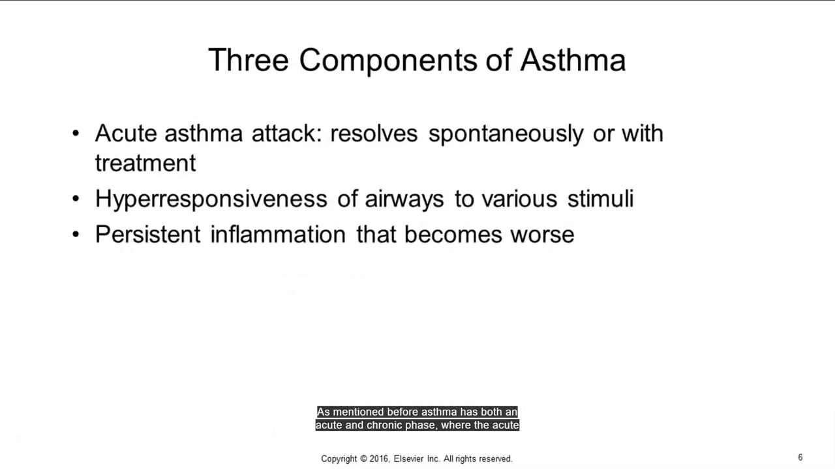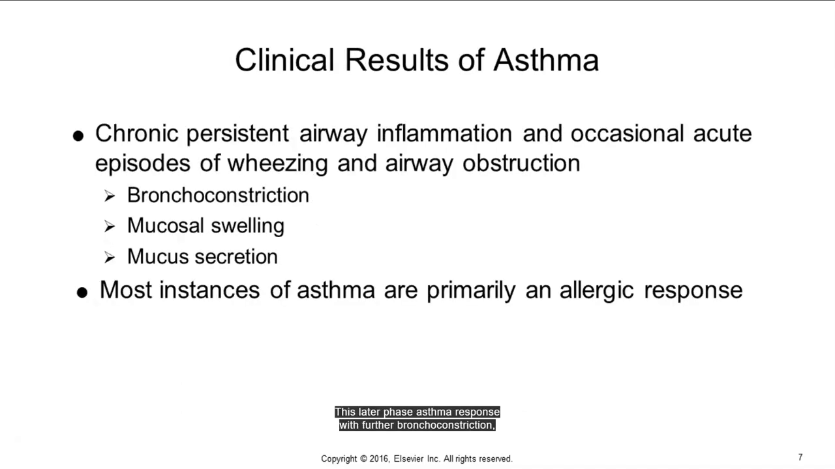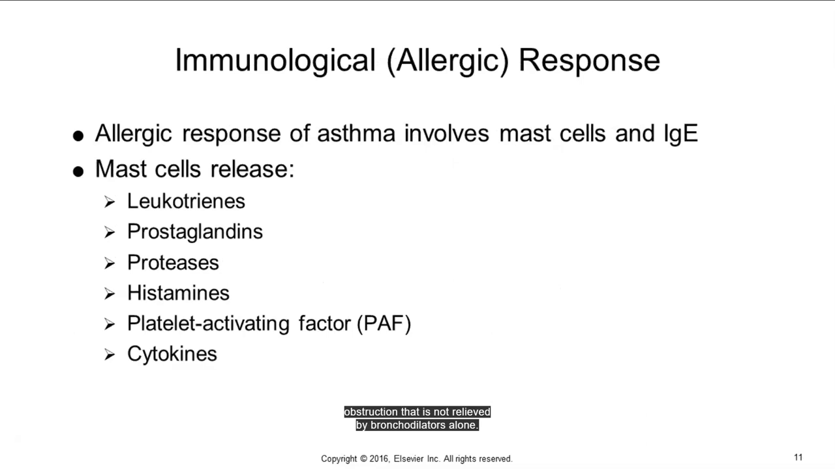As mentioned before, asthma has both an acute and chronic phase, where the acute phase is marked by hyperresponsiveness, leading to bronchoconstriction, and later phase asthma marked by inflammation and mucus plugging. This later phase asthma response, with further bronchoconstriction, mucosal swelling, and increased mucus production, further leads to airway obstruction that is not relieved by bronchodilators alone. It is in this later response where the mast cell bursts after the second exposure with IgE. This occurs after the second exposure to the allergen, or antigen as it is also called.